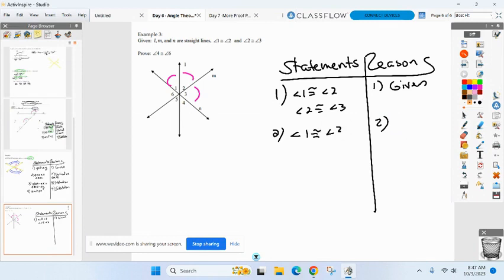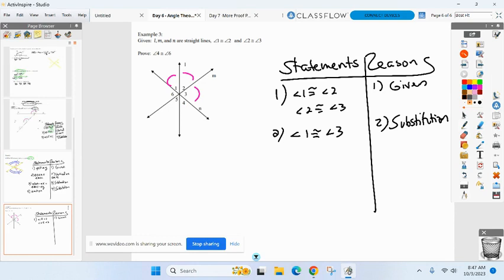Angle 1 and angle 3, not because they're vertical. What did he just use? Substitution, right? That's substitution. So without even looking at the diagram, I already know 1 and 3 are equal. Keep in mind where we got to get to, 4 and 6.